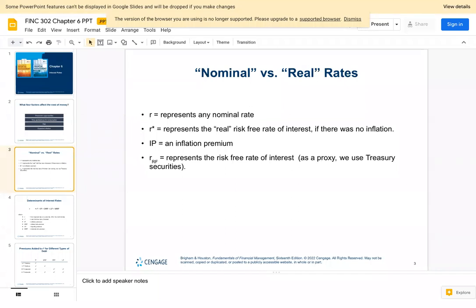But here, we're also going to take into consideration R star. R star represents the real risk-free rate of interest. In other words, this would be the rate of return on an investment that had no risk and there was no inflation to consider. We're going to say that IP is an inflation premium and RF represents the risk-free rate of interest.